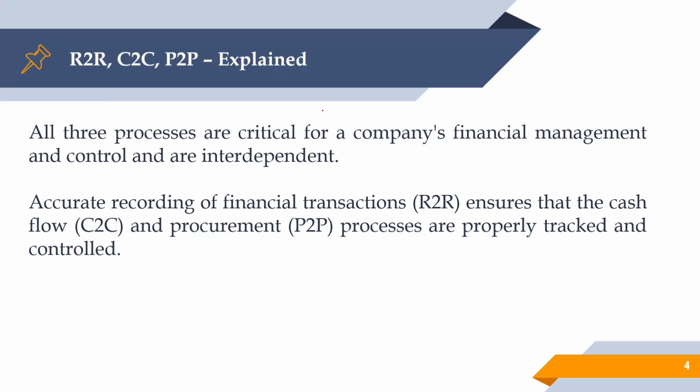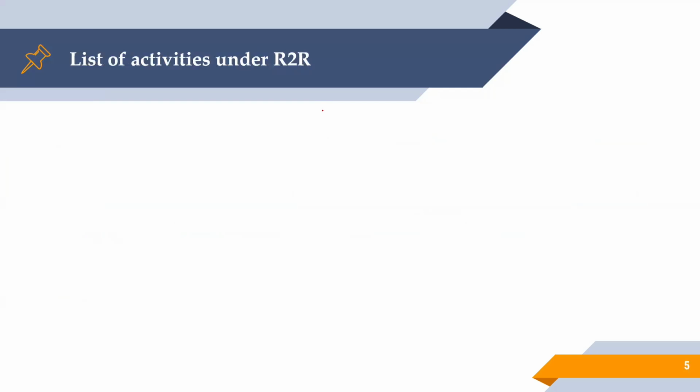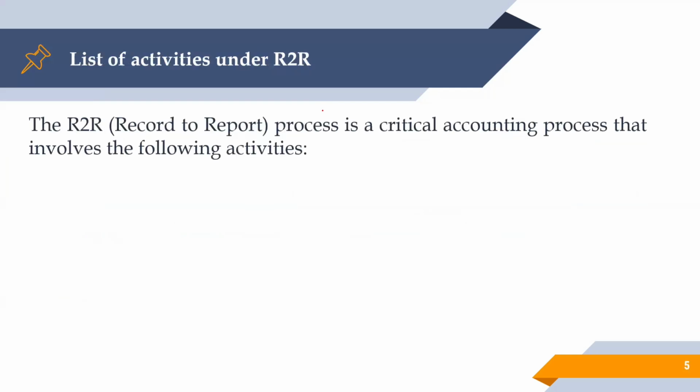Since the subledger, that's O2C and procure to pay, whatever transaction is happening in the SL, that's going to flow towards the GL, and that's the responsibility of the R2R team to check the completeness and accuracy of those transactions. That's the responsibility of the R2R. The R2R, record to report process, is a critical accounting process that involves the following activities.